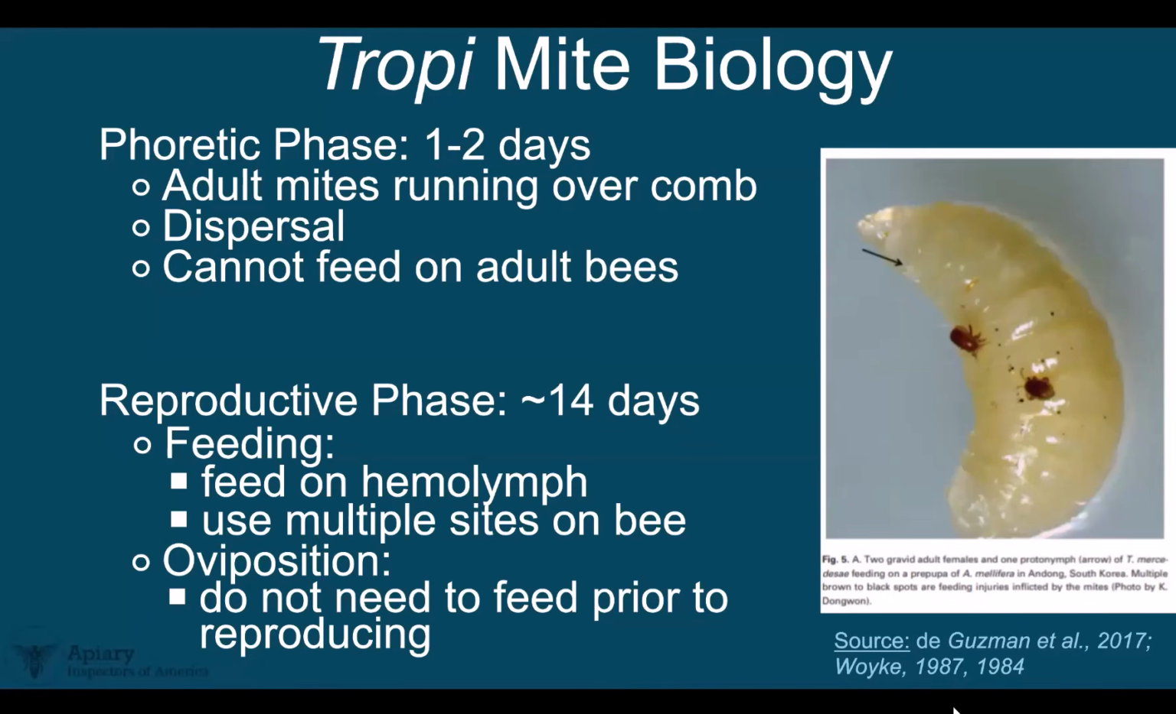Like I said, the phoretic phase is only 1 to 2 days. You can see adult mites running along the comb for dispersal. And unlike Varroa mites, they can't even feed on the adult bees. They're just running out there looking for a new spot to go and make more mites. The reproductive phase is around 14 days, feeding on hemolymph, using multiple sites on the bees. They don't need to feed prior to reproducing. They're just like little reproducing machines, right? That's all they want to do, just make more of them.